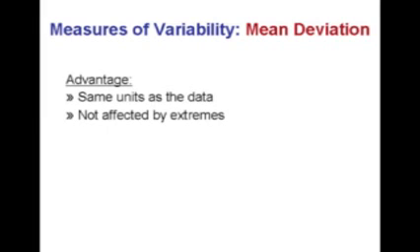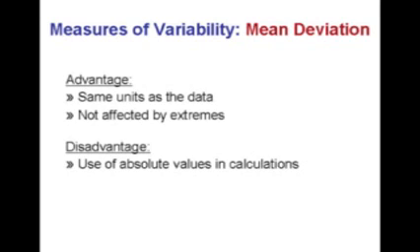As with range, the mean deviation does not require conversion of units, so the units are the same as the units of the data values, and it is not affected by extremes as much as range. This is because we subtract the mean from each observation. The introduction of the absolute value makes analytical calculations very complicated.